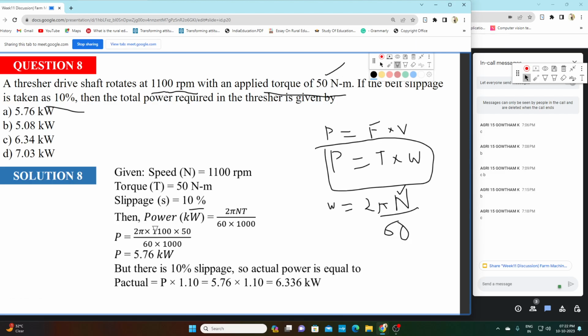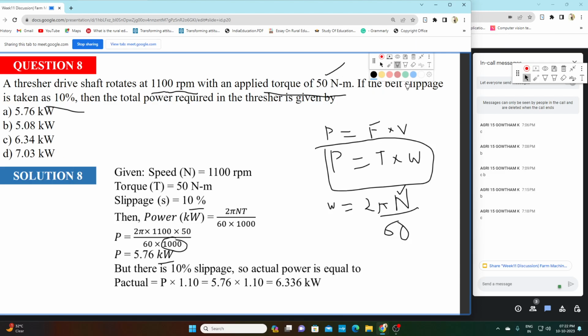So power is T into omega. Omega is 2 pi N by 60, that is 2 pi 1100 by 60, and T is 50 Newton meter, so into 50. By that we get power in watt, but if we need power in kilowatt, then we have to divide by 1000. So 2 pi N by 60 into T divided by 1000 gives power in kilowatt. So power we get is 5.76 kilowatt.